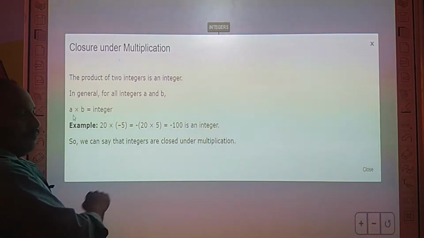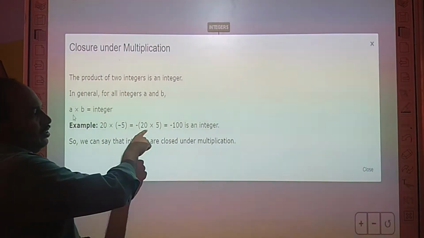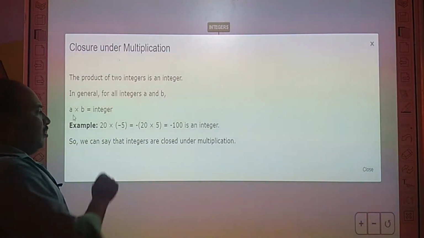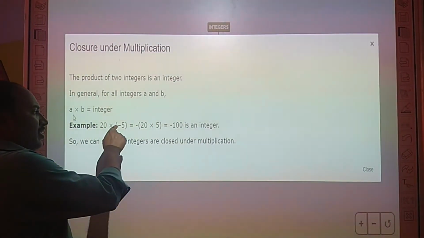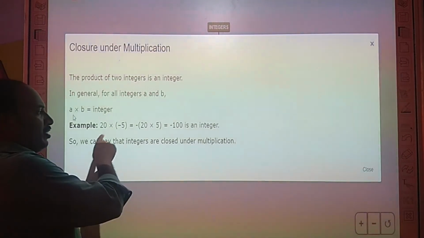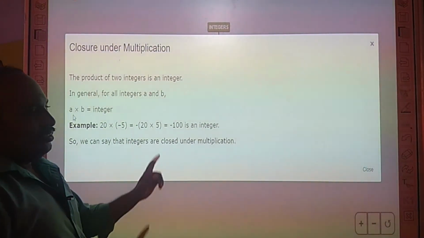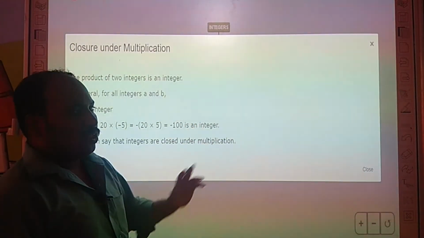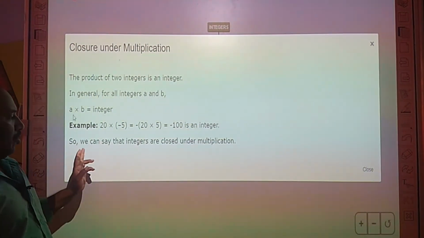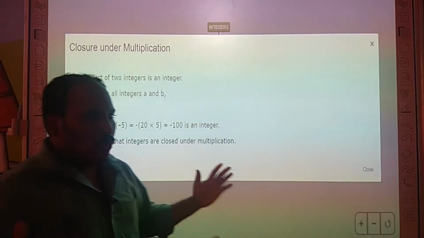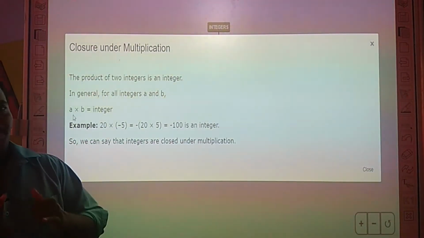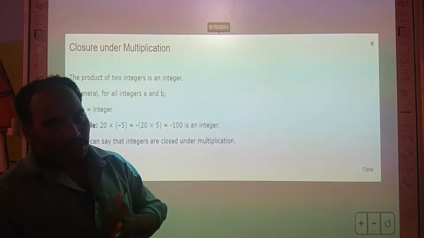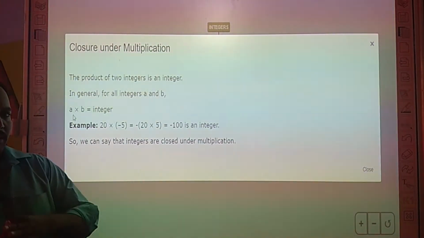20 into 5 is equal to 100. Here the sign is plus 20, here the sign is minus 5. Plus into minus is equal to minus. So minus 100. Minus 100 is also an integer. So we can say that integers are closed under multiplication. First one addition, then second one subtraction, then third one multiplication.